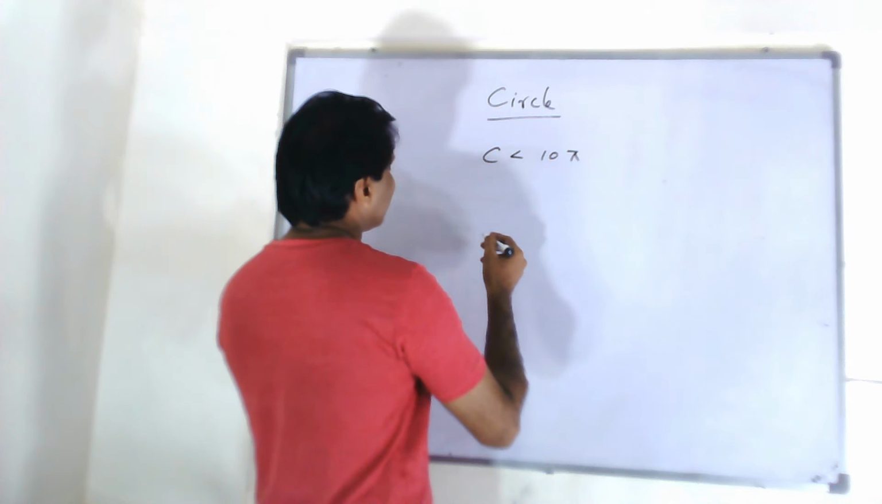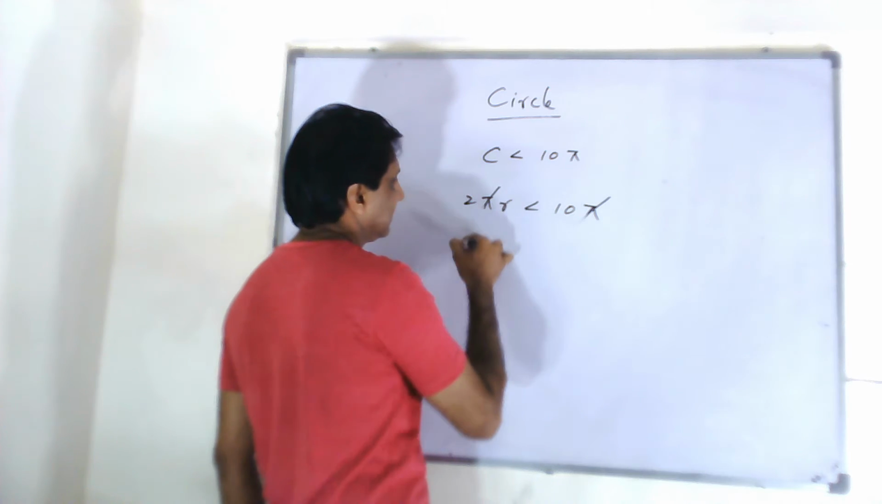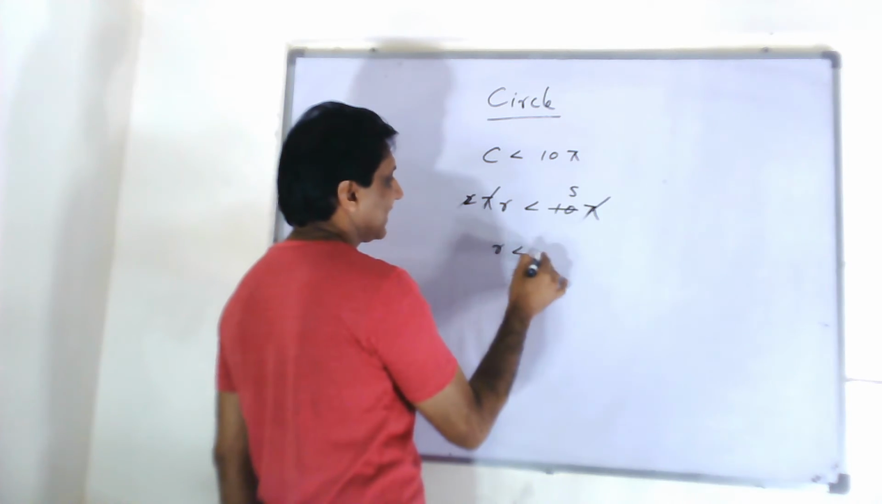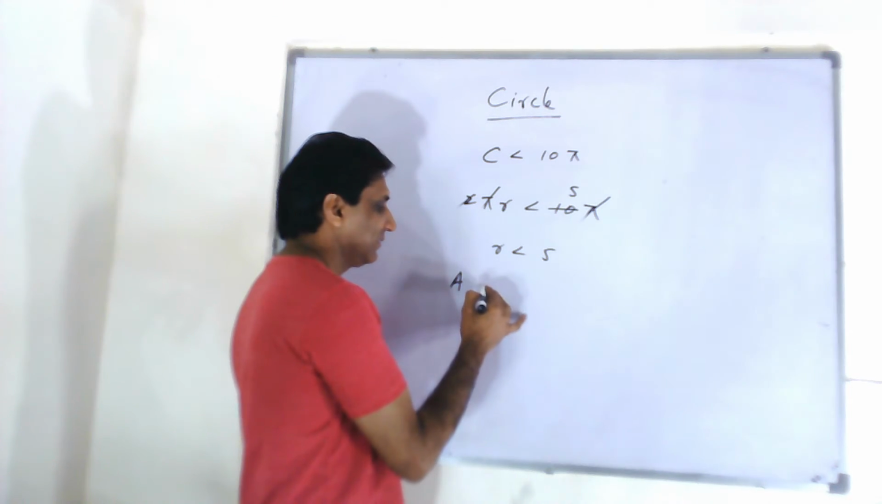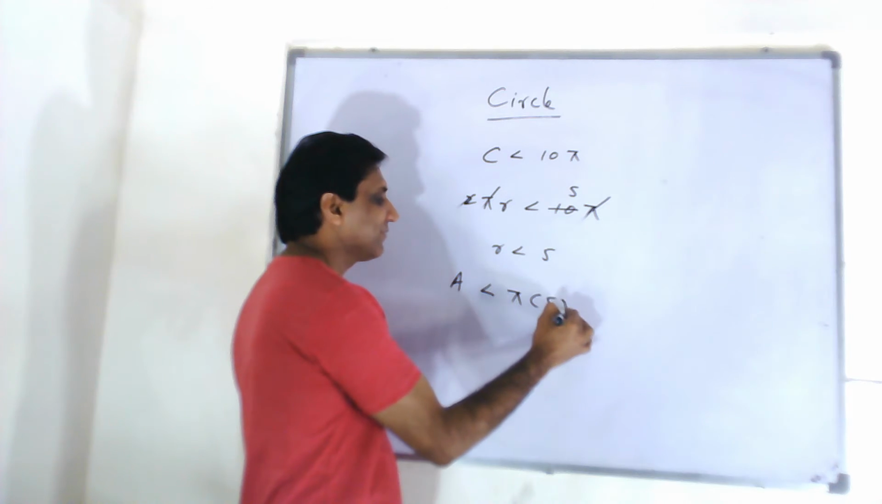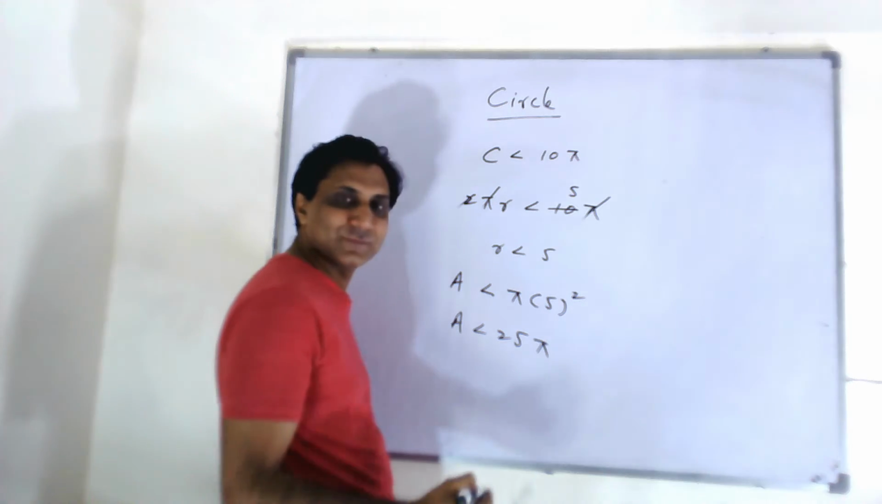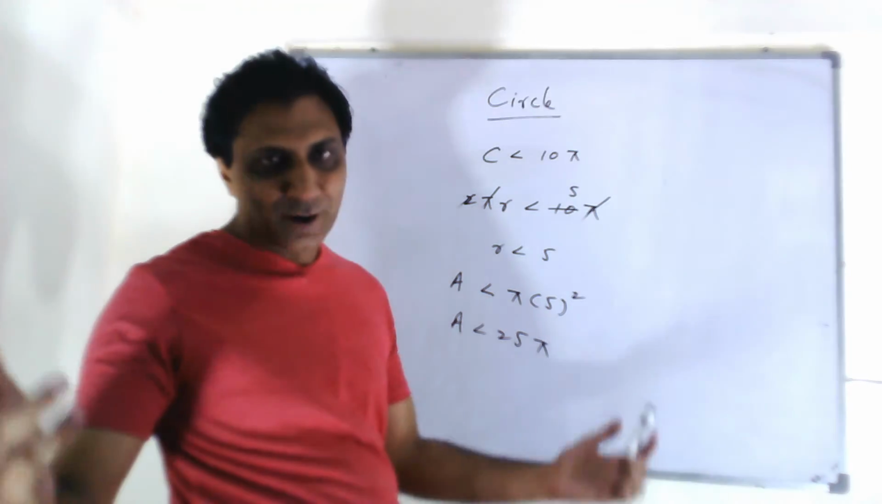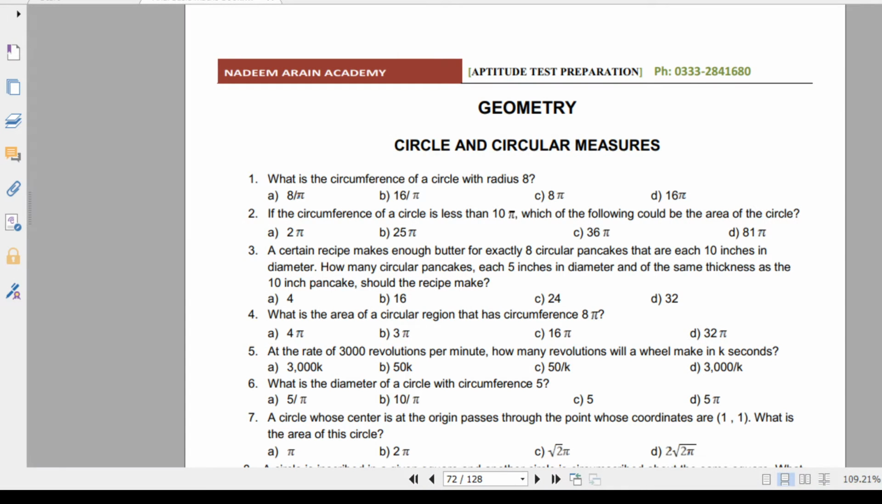So 2 pi r is less than 10 pi, 2 times 5 is 10, so the radius is less than 5. So the area is less than pi times 5 squared, so the area should be less than 25 pi. If you look at the options, any option less than 25 pi will be your answer. That's 2 pi, 25 pi, 36 pi, 81 pi. So it's 2 pi. A is your answer.